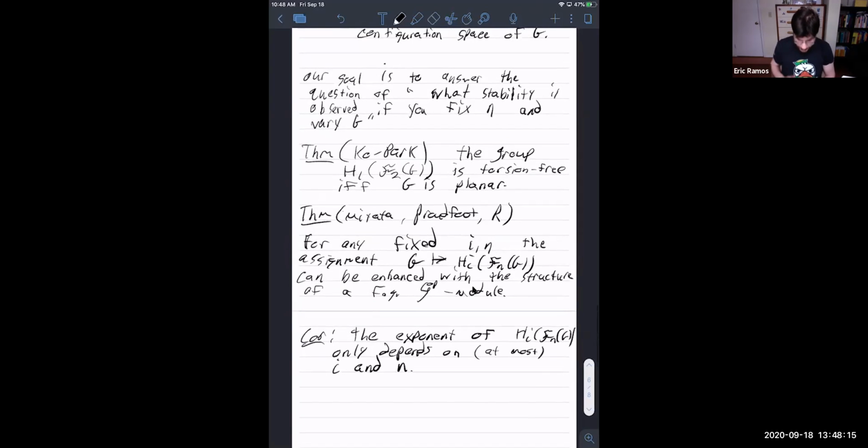So coming back to this theorem of Cohen-Park, the group is torsion free if and only if G is planar. The full version of this theorem says that the only torsion that ever appears in H1 of F2 is 2 torsion. So if you're torsion free if and only if you're planar. Moreover, if you're non-planar, then the torsion that you get is always 2 torsion. So this you can think of as a shadow of the fact that torsion in general, the exponent, is being completely restricted by this finite generation result.